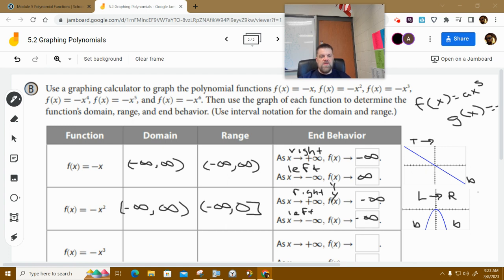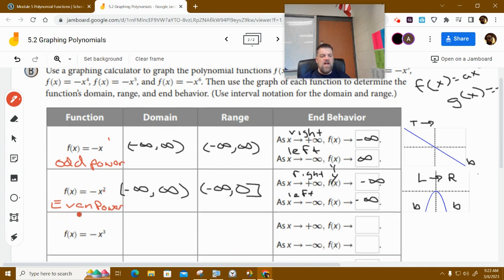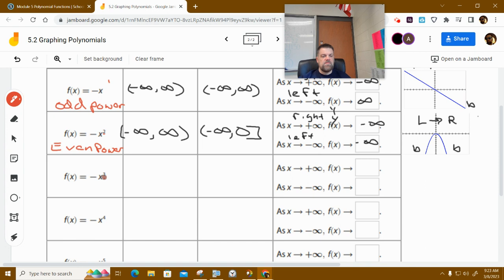All right, so let's do the next one. Same thing, except now I'm just going to change it to the third power. I probably should mention, remember that this is x to the first power, so this is an odd power. Those patterns are going to be the same. They're just flipped over the x-axis. This is 2. 2 is an even power of x. 3 is an odd power. So the patterns will look the same. We're just flipping them over the x-axis.